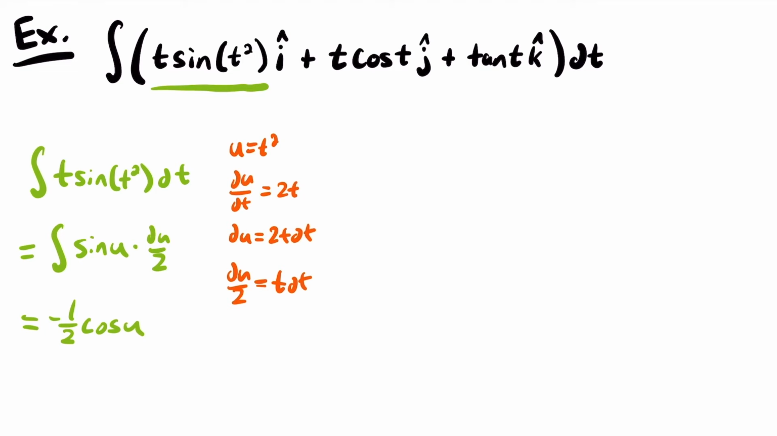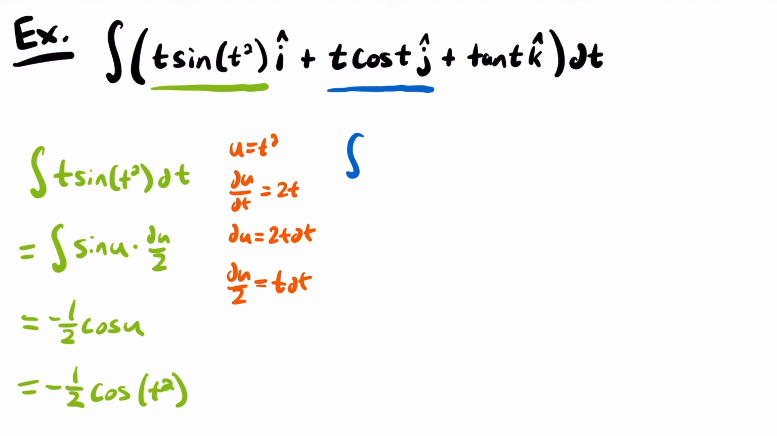Okay, and then to complete the integral here, you just want to replace u with what we set it equal to, which is t squared. You want to get everything back into terms of t, and so that will give us negative 1/2 times cosine of t squared. Okay, so that is the result of integrating the x component. Now let's move on to the y component. Our integral will look like this.